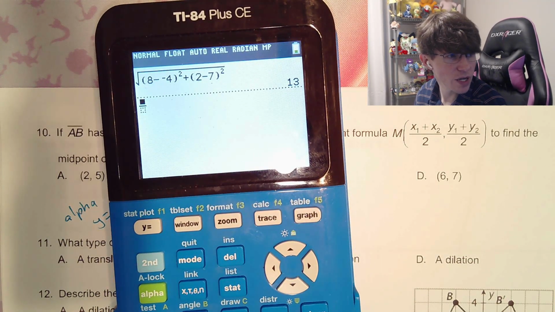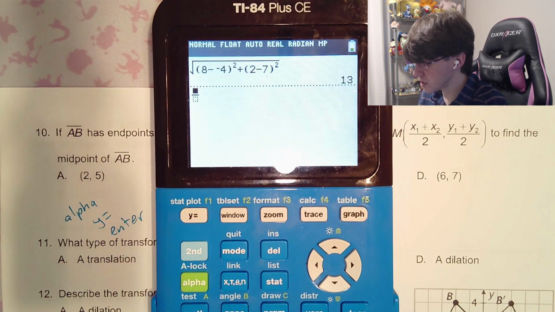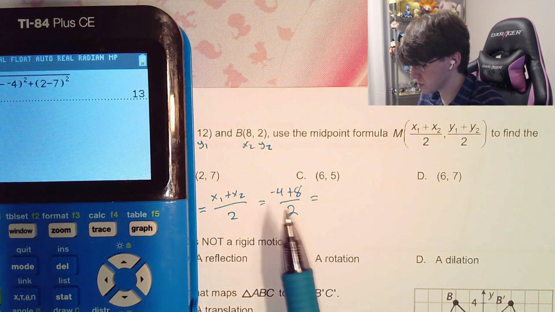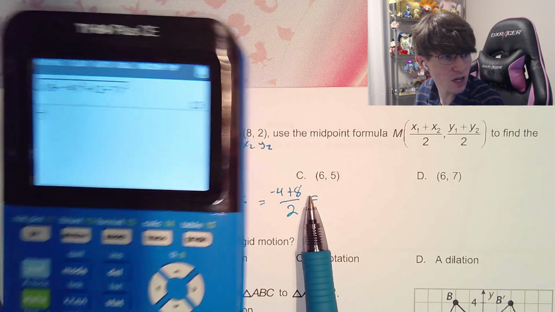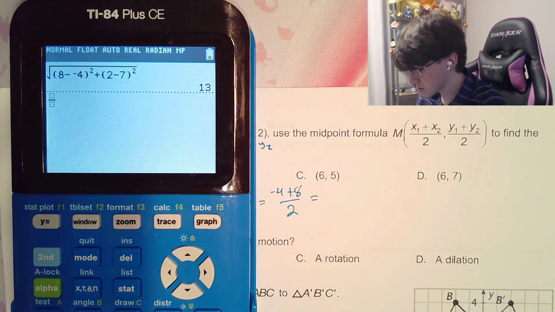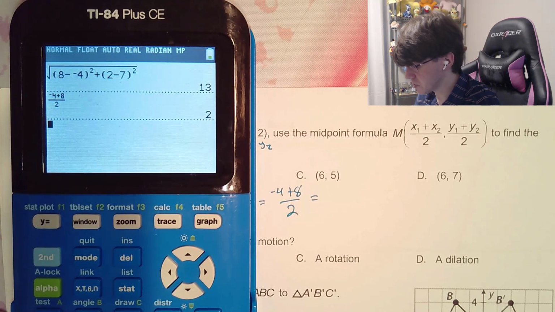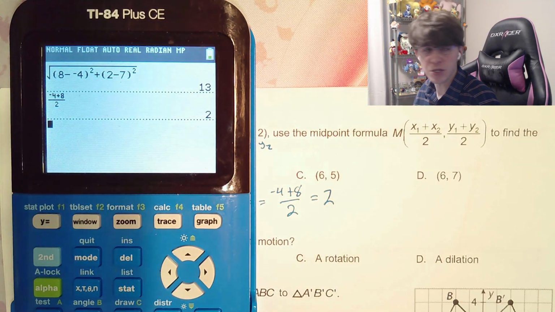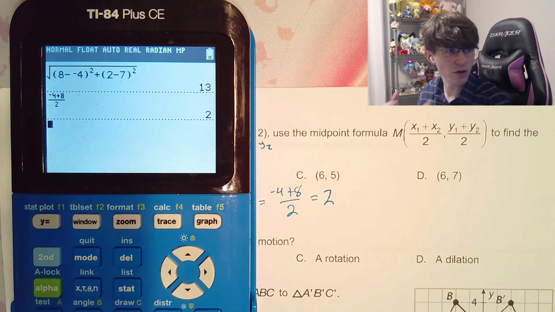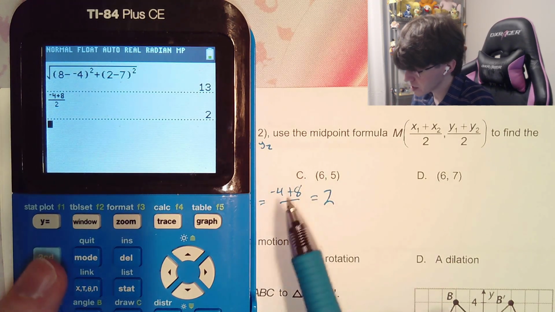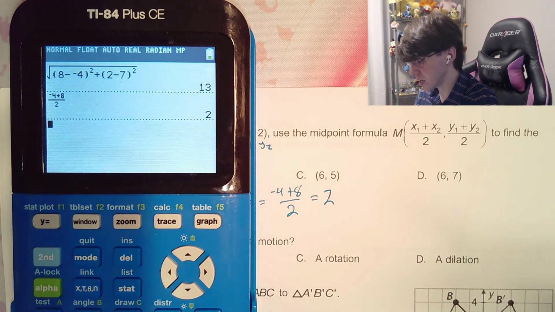Okay, so alpha, y equals, enter, and from there you type it in exactly as we wrote it down. So we wrote down -4 plus 8 divided by 2, so -4 plus 8. You did have to use that small negative sign, and we will get 2. However, I don't think you actually needed the calculator to do this question because -4 plus 8 is the same thing as 8 minus 4. 8 minus 4 is 4. Divided by 2 is 2.